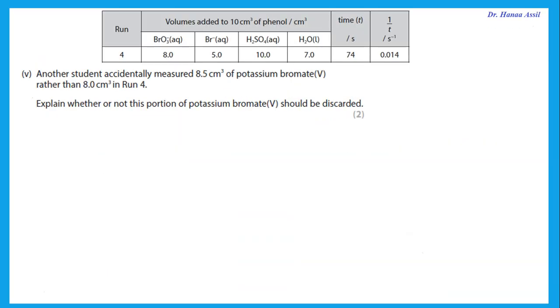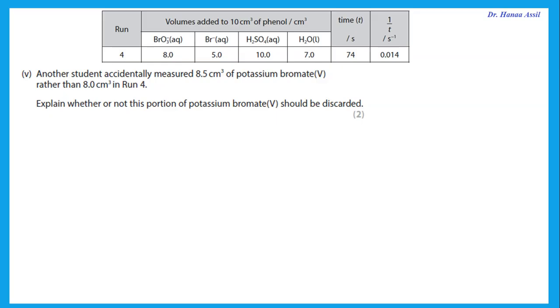Another student accidentally measured 8.5 cm³ of potassium bromate rather than 8 in run 4. In run 4, they were supposed to measure 8 cm³ of bromate. Now this student measured 8.5 and put it into the mixture. Explain whether or not this portion should be discarded.